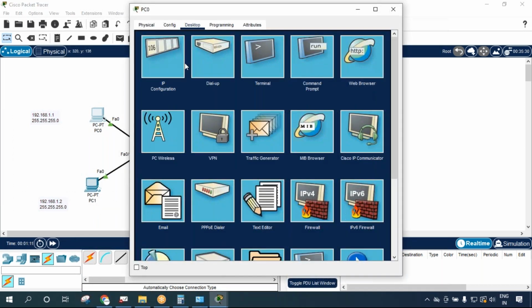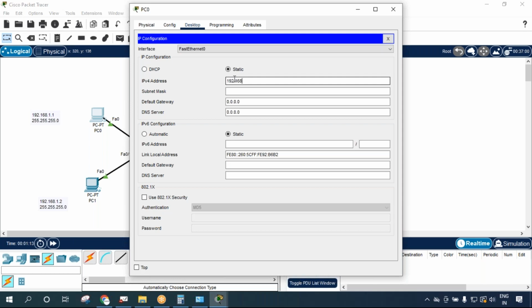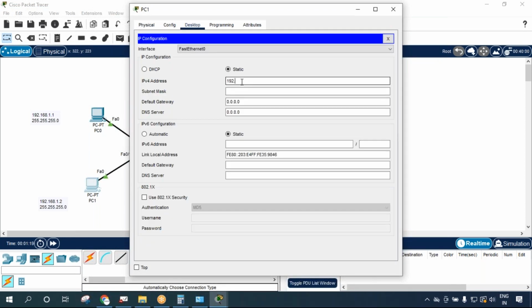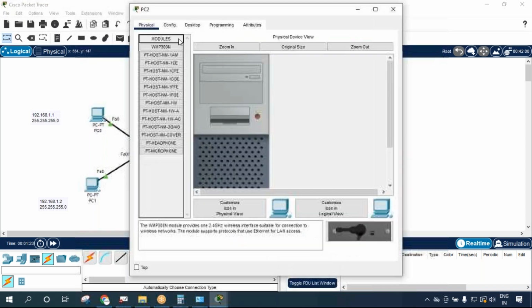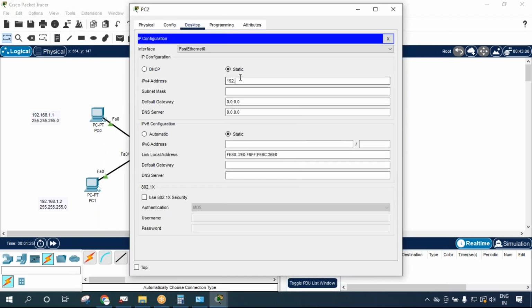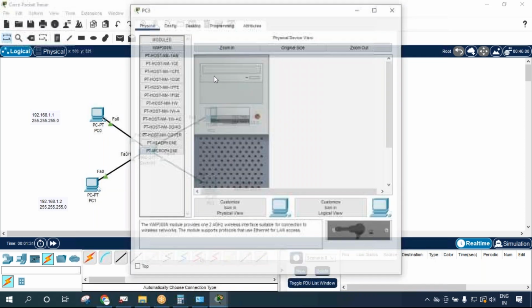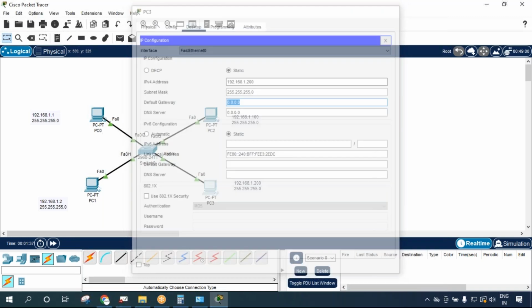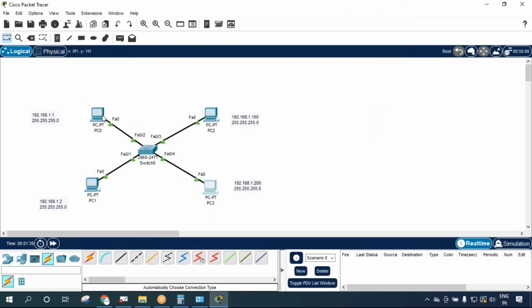So the first PC IP address is 192.168.1.1 and the next PC IP address is 192.168.1.2. All the IP addresses are in the same network. The third PC IP address is 192.168.1.100. It should be 1.100. And the fourth PC IP address is 192.168.1.200.